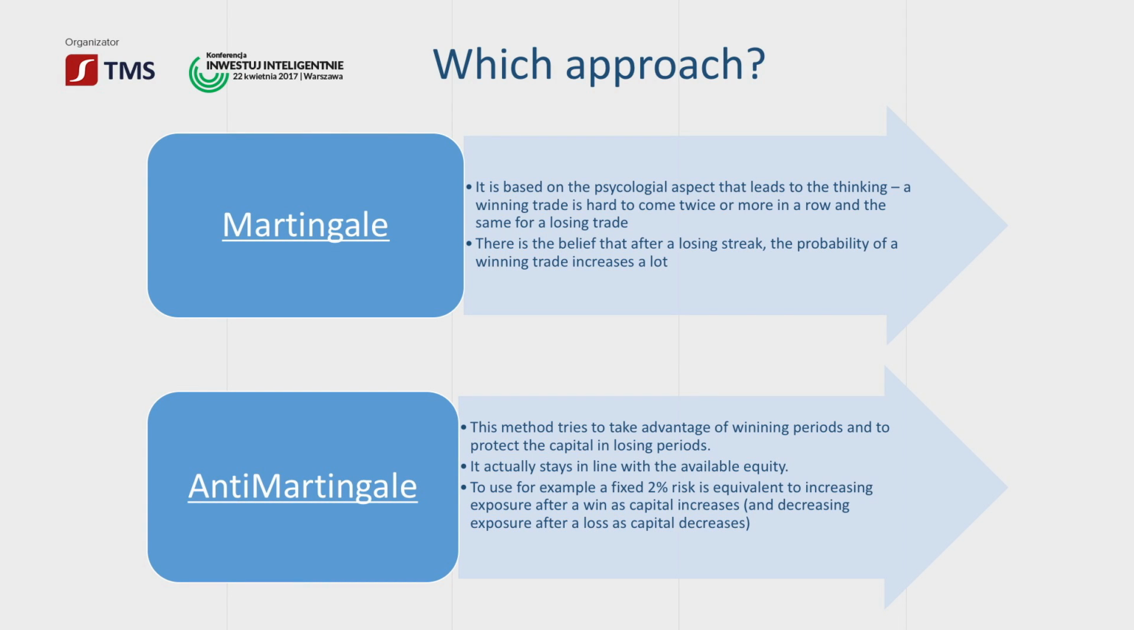Anti-martingale goes with the trend. And actually, you can use the same fixed percentage on every trade because it's the same thing. When you have less capital, you apply the same percentage, you are risking less because you have a smaller basis on which you calculate your percentage.